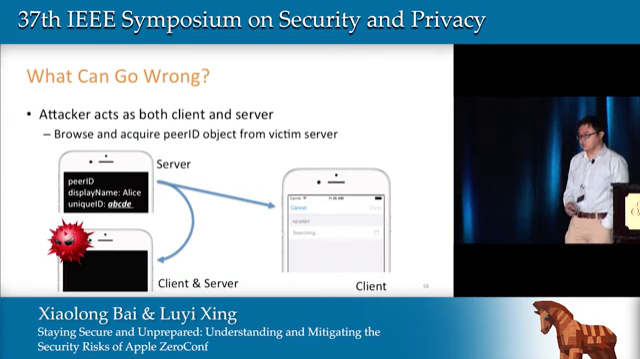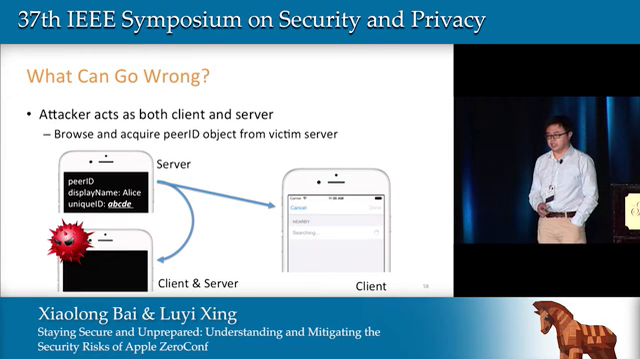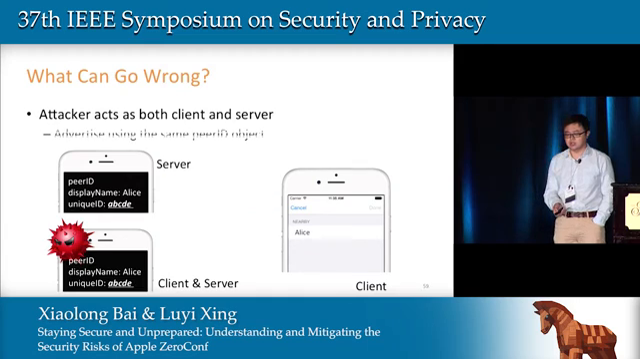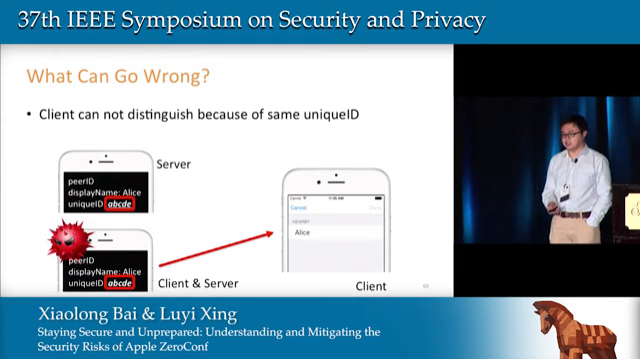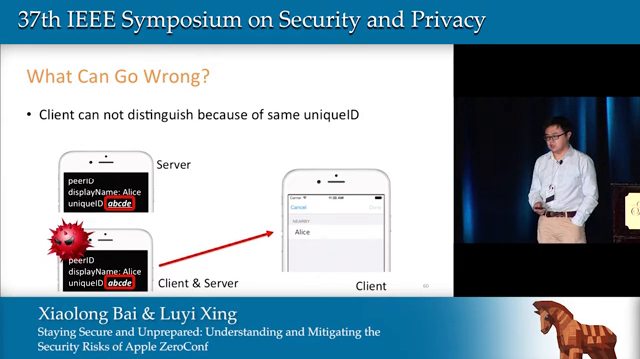However, when the attacker accesses both client and server, it can also browse and acquire the peer ID object from the victim server. And then it can advertise using exactly the same peer ID object.